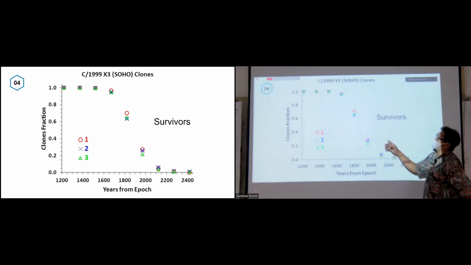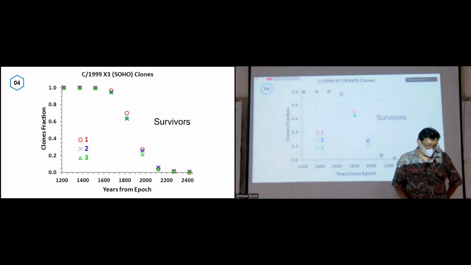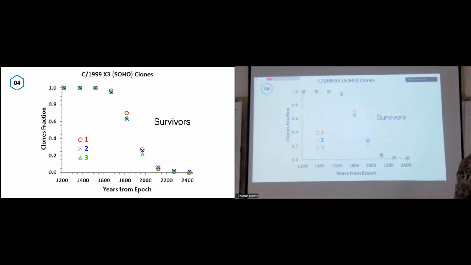That is the reason why this comet is classified as a sun-grazing comet, one that at some time in the future will plunge into the Sun. 2,000 years from now, a very small number survive.